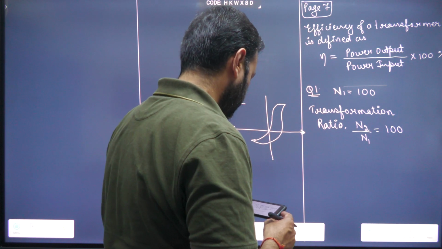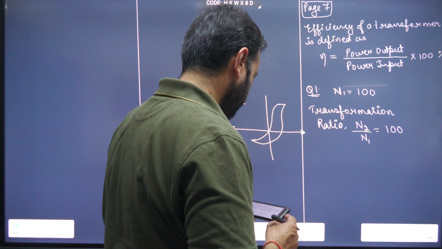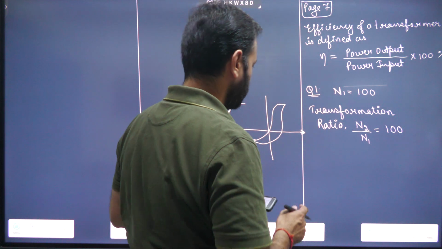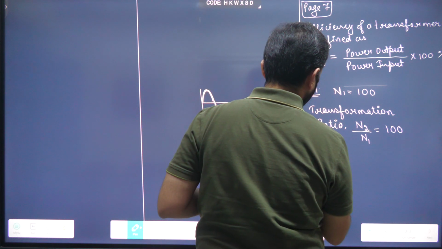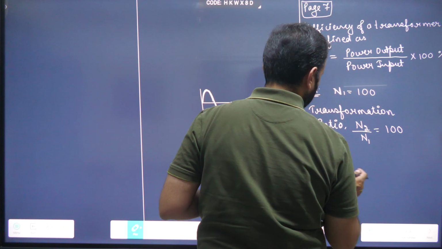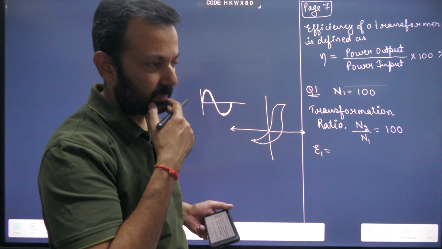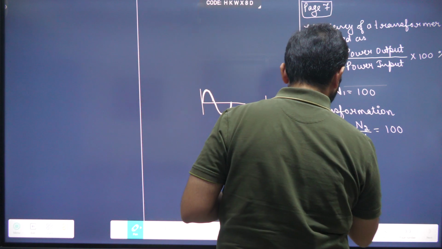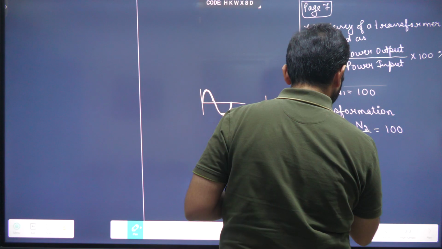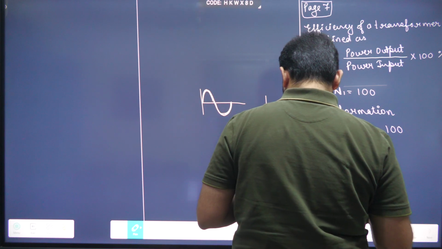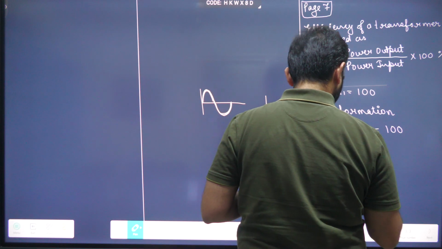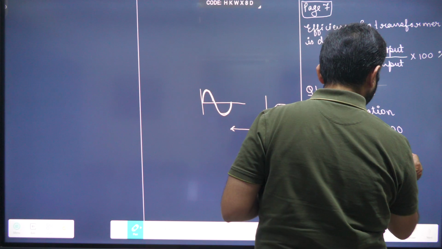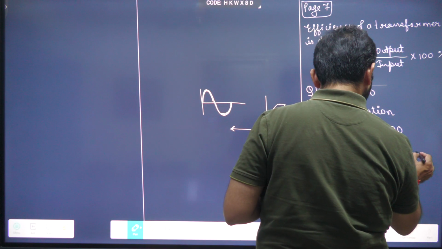Now, the input voltage and the power are 220 volt and 1100 watt respectively. Input voltage is E1. We have proved in the transformer that E1 is regarded as the input voltage. E1 is equal to 220 volt and input power P1 is equal to 1100 watt.